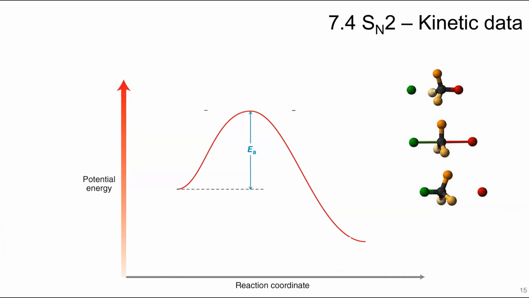So we can look at kinetic data with this. The starting compound in this reaction is CN minus, and we're going to add bromomethane. The potential energy of the reaction starts here, and it needs to overcome the activation energy while it's forming the transition state.